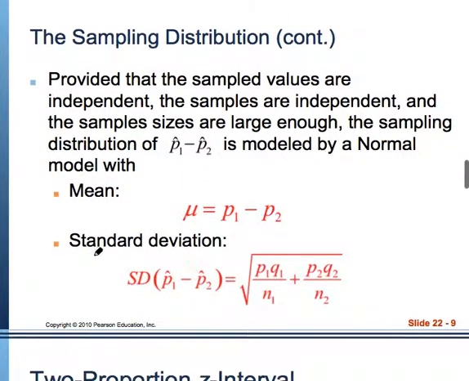Okay. Provided that all of these things are true, as we talked about before, then the data will fit into a normal model. The mean is going to be the difference in the proportions, and the standard deviation of the sampling distribution is the same as we talked about before.